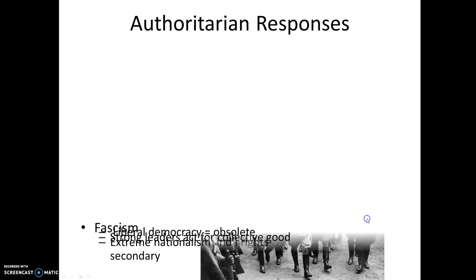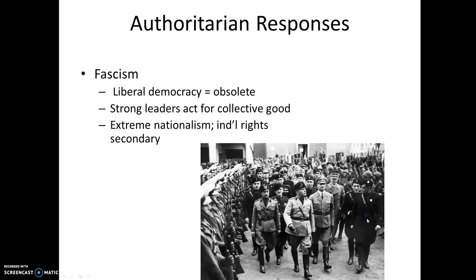We've seen Western responses, and now it's time for authoritarian responses. Fascism comes from the Latin term fasces, which ultimately means a bundle of rods tied together for strength. And it plays on this concept that liberal democracy is an obsolete idea, and that one all-encompassing government should control the state.